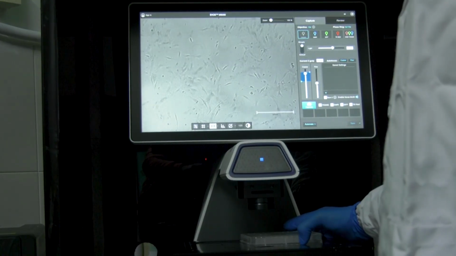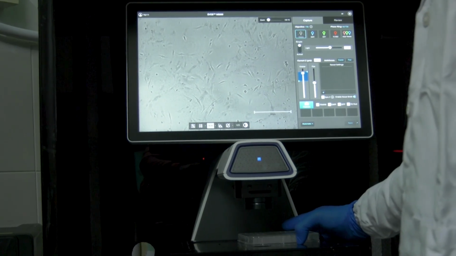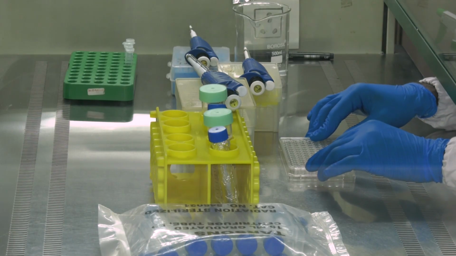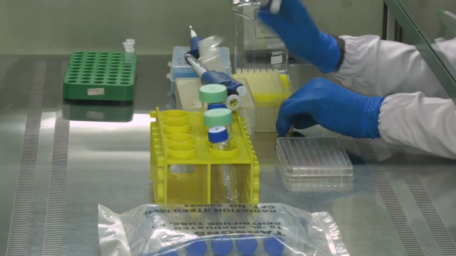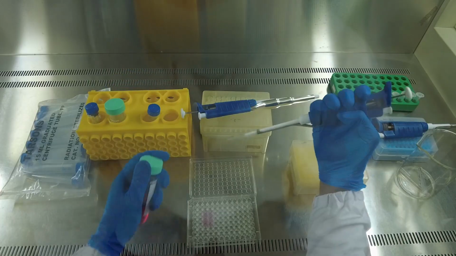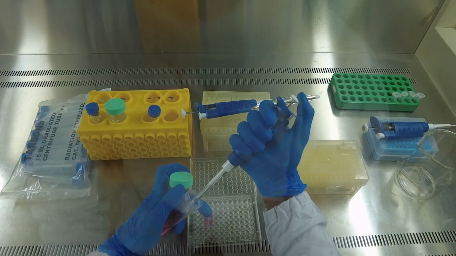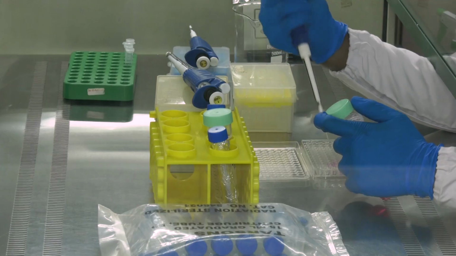Here we can see that the cells are well adhered to the 96 well plate. After confirming the attachment of the cells, we will treat them with the test material. For the control group, we will add 100 microliter of the cell culture medium, while in the remaining 3 wells, we will add 100 microliter of the desired concentration of the test material.